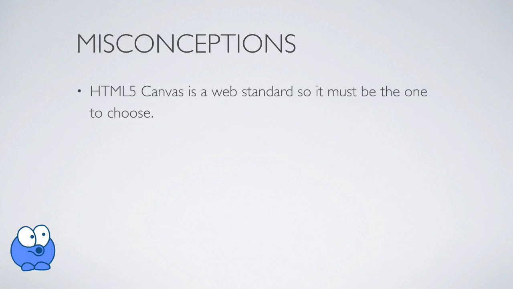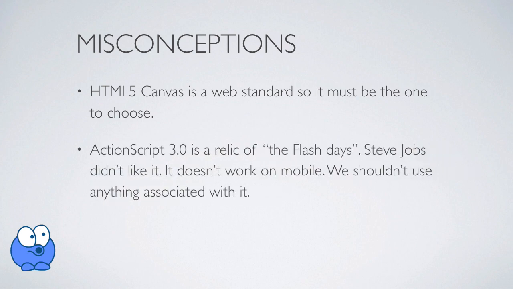People believe that since HTML5 Canvas is a web standard, it must be the one to choose when creating a new document. And of course, people think that ActionScript 3.0 is a relic of the Flash days. Steve Jobs didn't like it. It doesn't work on mobile. We shouldn't use anything associated with it. So the ActionScript 3.0 FLA file is sort of getting thrown out with the Flash Player.